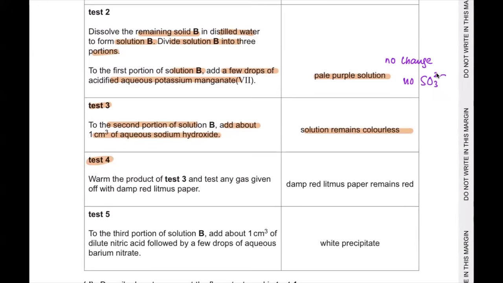So test 4: warm the product of test 3 and test any gases given off with damp red litmus paper. Damp red litmus paper remains red. If it remains red, it means no ammonia is produced. And if no ammonia is liberated, it clearly indicates there is no ammonium ion in solid B. Is this clear?